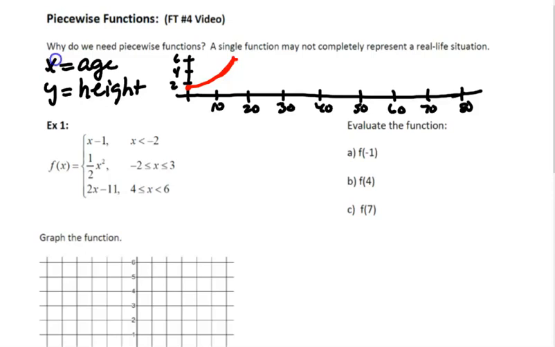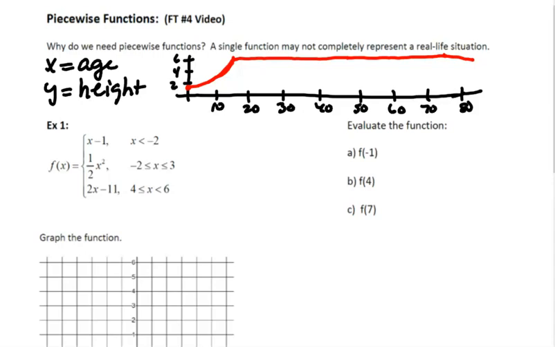And then he just kind of levels off and stays the same height most of his life until maybe he gets to be close to 80, and maybe he loses just a few inches in height because his bones are starting to settle, losing some bone density and so forth.